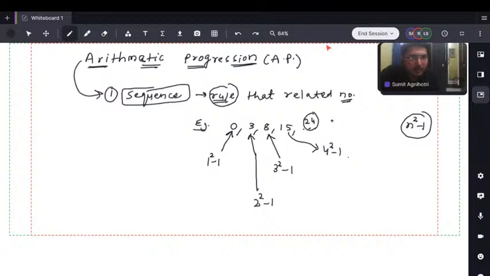It simply means the common difference is obtained by subtracting the previous term from the next term. Whenever you subtract the previous term from the next term, you get the common difference. Are you fine with this? Yes, sir.